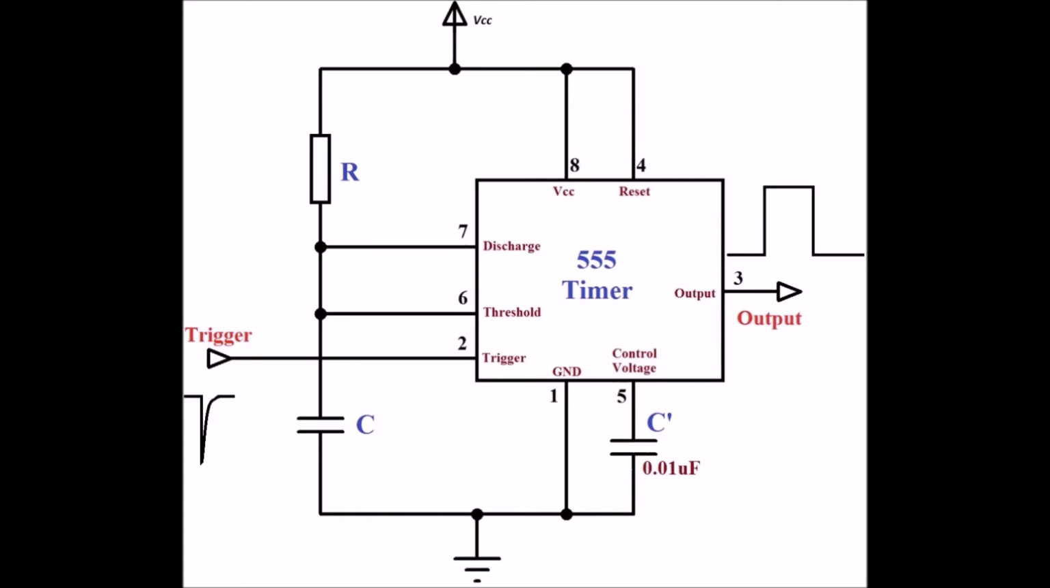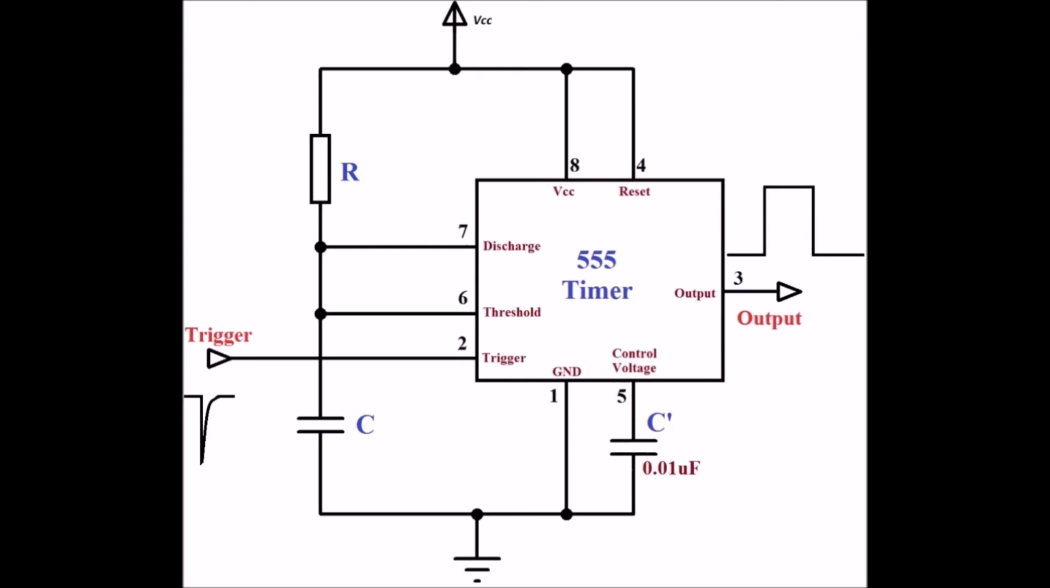When this is done, comparator 2 sets the flip-flop, forcing Q high and turning off Q0. This allows the capacitor voltage to charge towards VCC via the resistance R. However, as soon as VC reaches VTH, the upper comparator clears the flip-flop, forcing Q low and turning Q0 on.